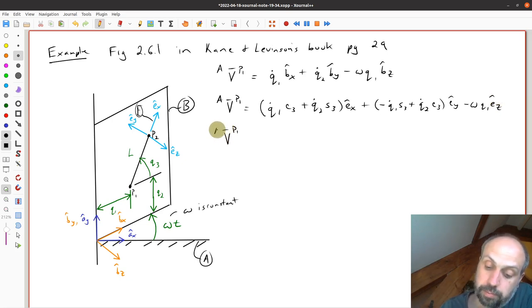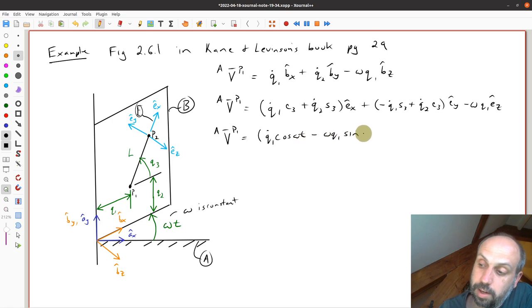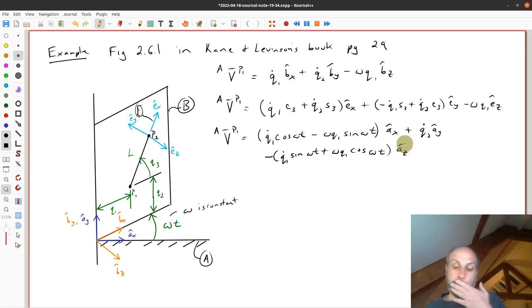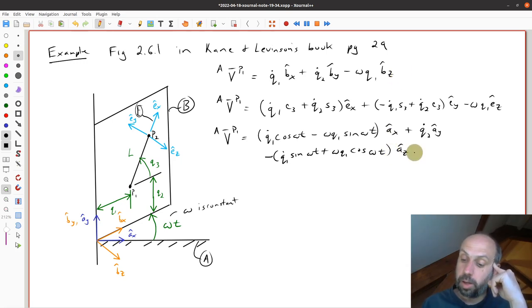You can also express it in the A frame: Q1 dot cos omega t minus omega Q1 sine omega t in the AX direction, plus Q2 dot in the AY direction, and minus Q1 dot sine omega t plus omega Q1 cosine omega t in the AZ direction. Okay, so same velocity, you can express it in the B, E, or A frame.